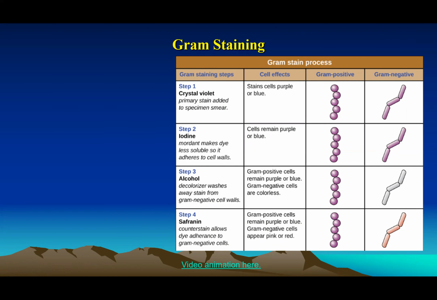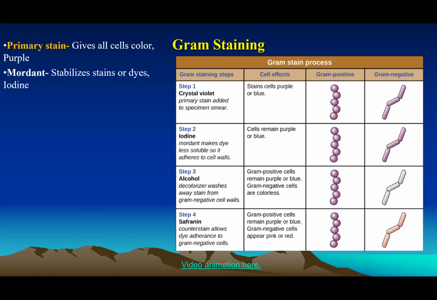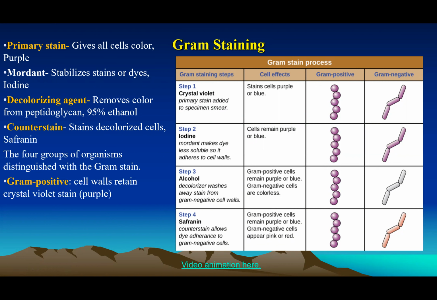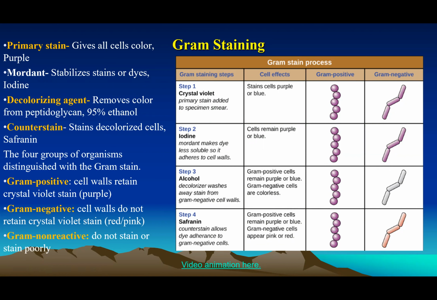Some terminology: the primary stain will give all the cells the color. A mordant will stabilize the stain, and iodine was used here. The decolorizing agent will remove the extra color from the peptidoglycan wall, usually alcohol is used for that. A counterstain here was safranin, which will stain the decolorized cells from the step before. So there's gram-positive that is going to retain the crystal violet stain, gram-negative that doesn't, it will light up with the safranin. There are also gram non-reactive that does not stain or stains poorly, and gram variable, which will stain very unevenly.